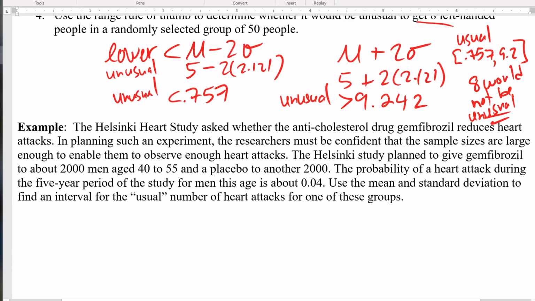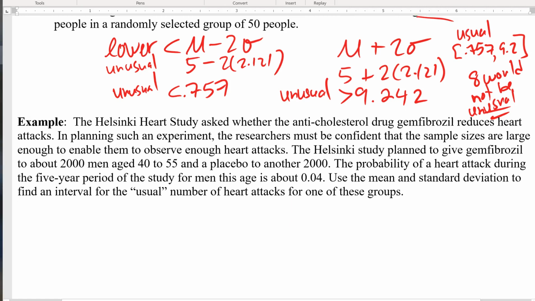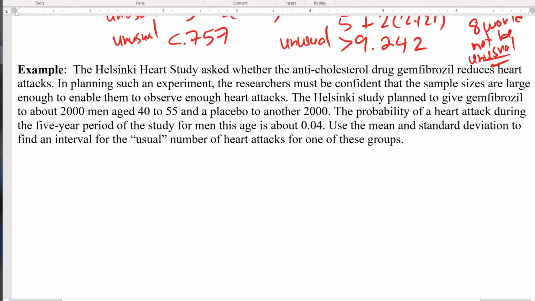The Helsinki Heart Study asked whether the anti-cholesterol drug gemfibrozil, yes, I'm sure I said that right, reduces heart attacks. In planning such an experiment, researchers must be confident that their groups are large enough. They plan to give that drug to about 2,000 men and a placebo to the other 2,000. The probability of a heart attack during the 5-year period is about 0.04. So if the probability of a heart attack is 0.04, then out of 2,000 men, how many would we expect to have a heart attack?